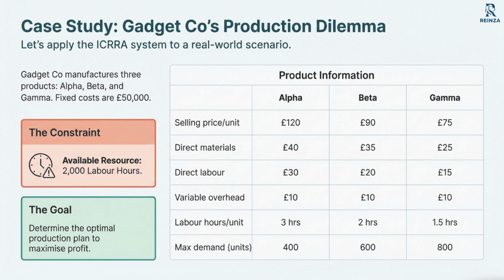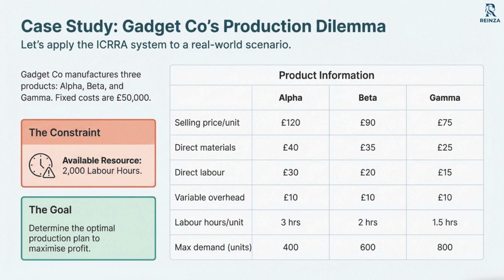Beta sells for £90 per unit. Direct materials are £35. Direct labour is £20, and variable overhead is £10. Each Beta requires 2 labour hours, with maximum demand of 600 units. Gamma sells for £75 per unit. Direct materials are £25. Direct labour is £15, and variable overhead is £10. Each Gamma needs 1.5 labour hours, and maximum demand is 800 units.